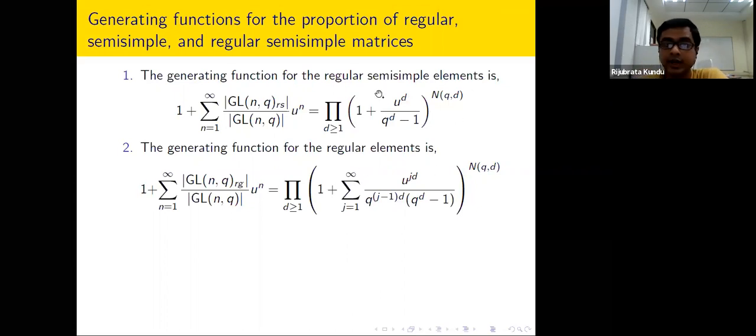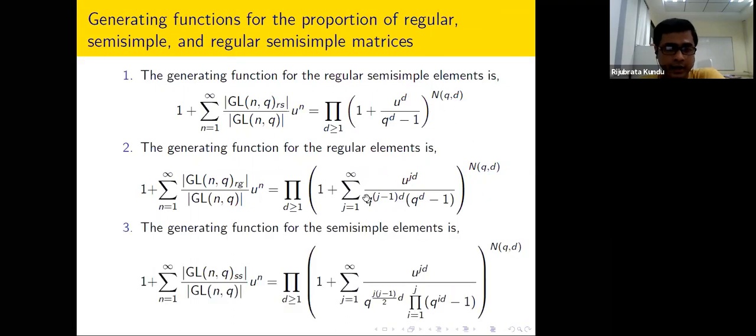So this is the generating function. So you can see easily how the cycle index helps in getting these generating functions. So I will not go on explaining these regular elements and semisimple elements, but they can be done exactly by using the same argument, right? Okay, now we have seen that the cycle index is really a powerful technique to get these generating functions.